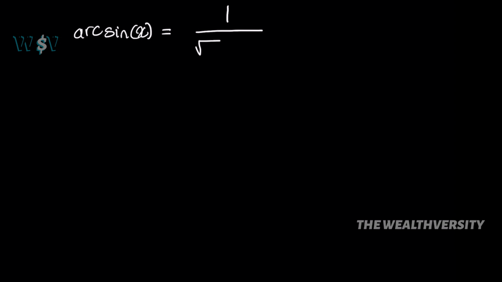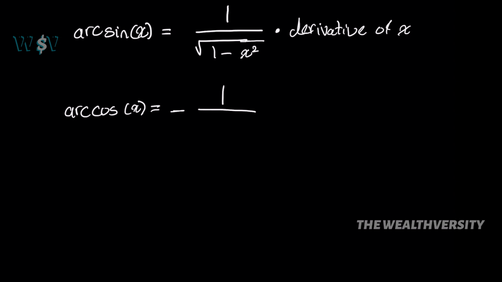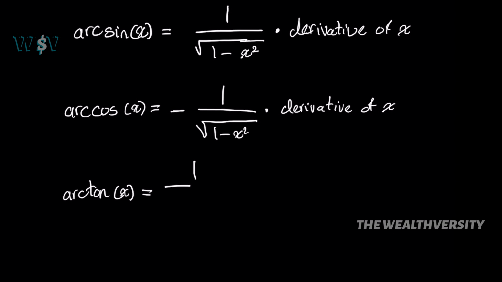The derivative of arcsine x is 1 divided by the square root of 1 minus x squared times the derivative of x. If you have arccosine x, then the derivative would be negative 1 divided by the square root of 1 minus x squared times the derivative of x. If you have arctan x, then the derivative would be 1 divided by 1 plus x squared times the derivative of x. These are just the root basics of inverse trigonometry.